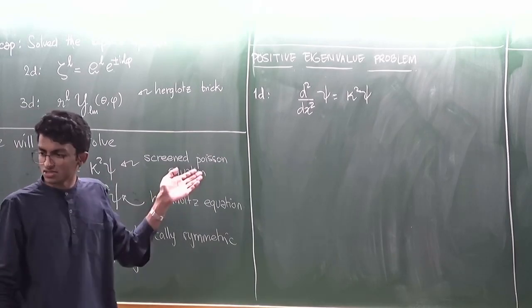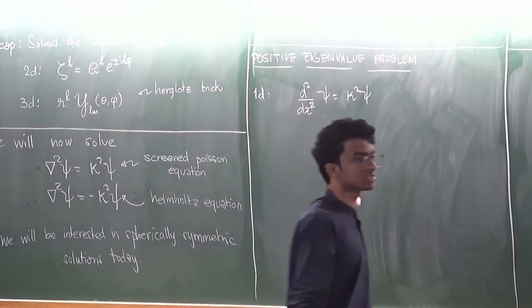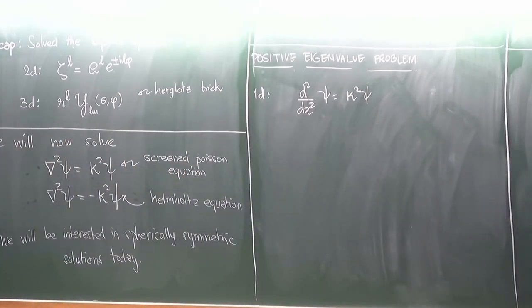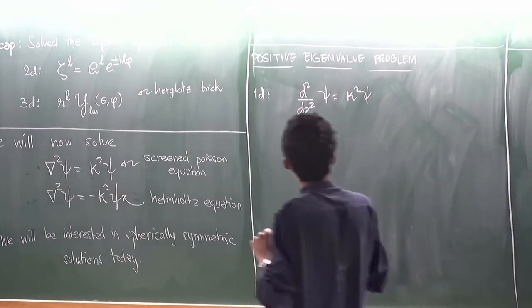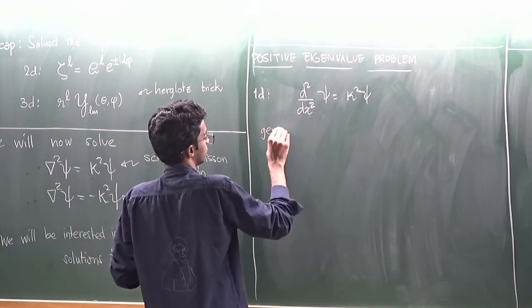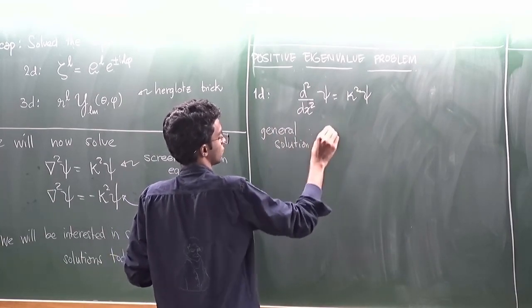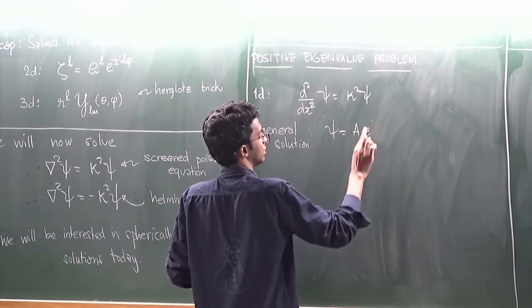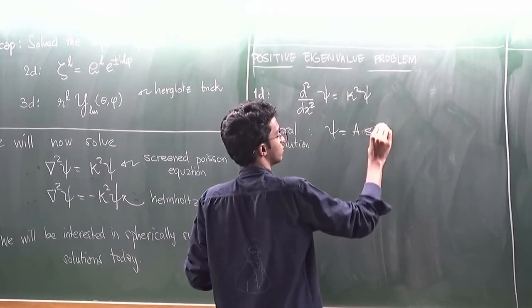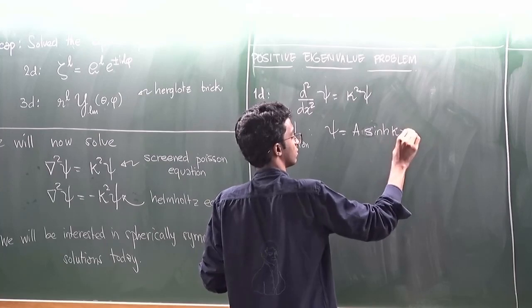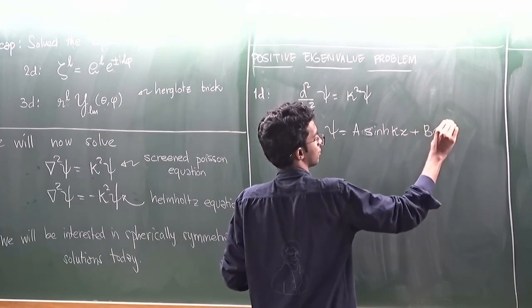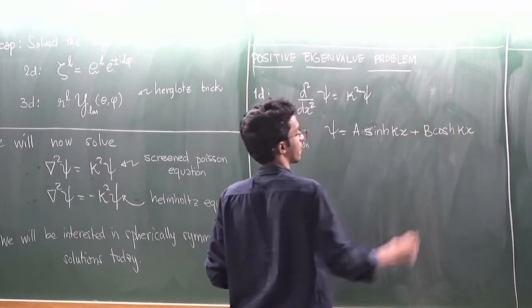Okay, solutions of this we already know. It's just e to the kappa x and e to the minus kappa x. The general solution is a linear combination of those two. Let me write the general solution as psi equal to a sinh kappa x, plus b cosh kappa x, which is the same information.